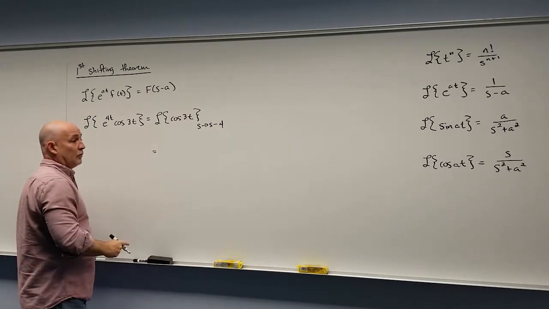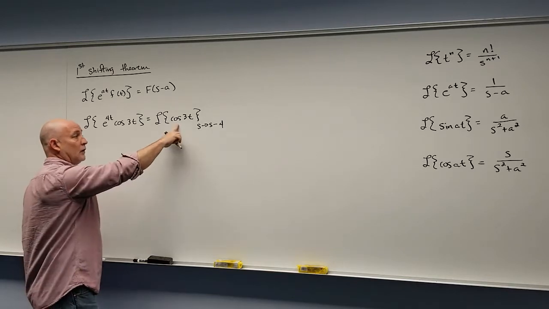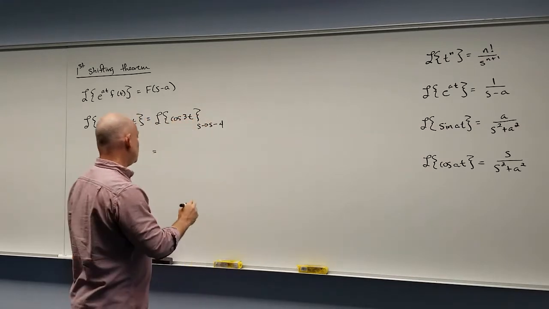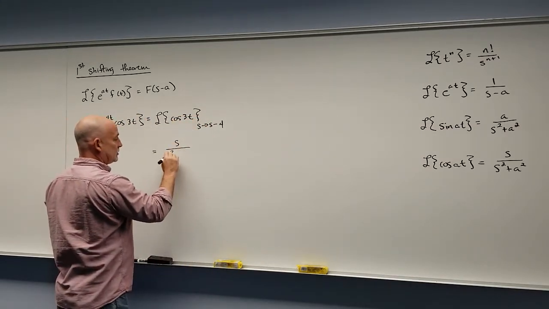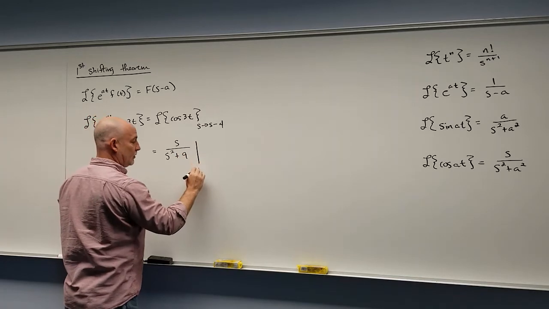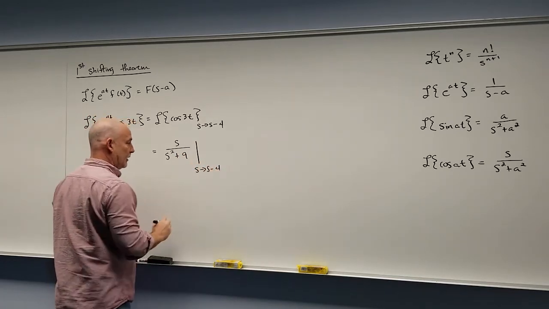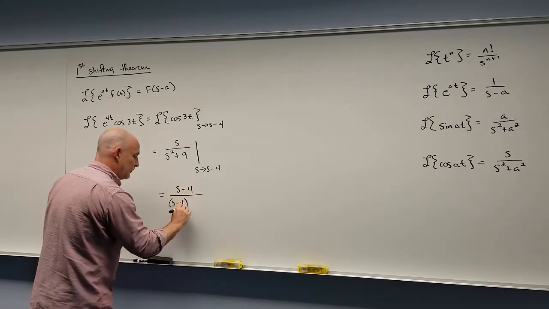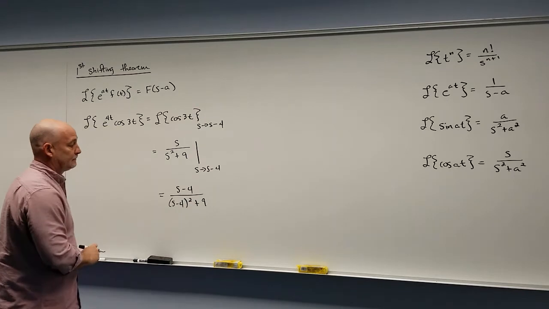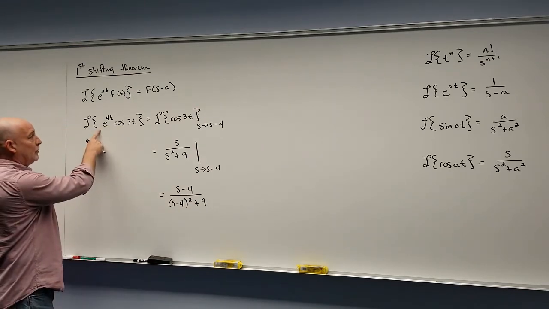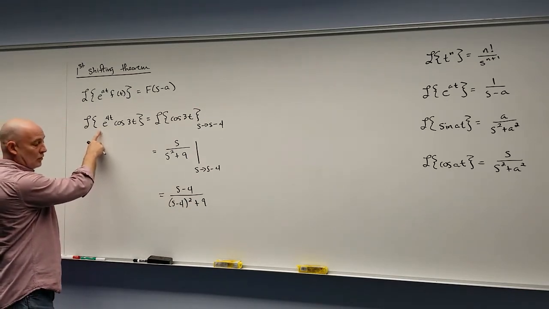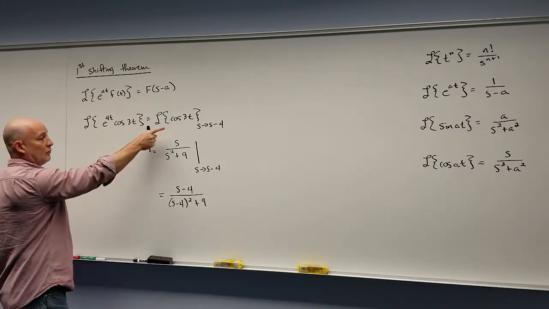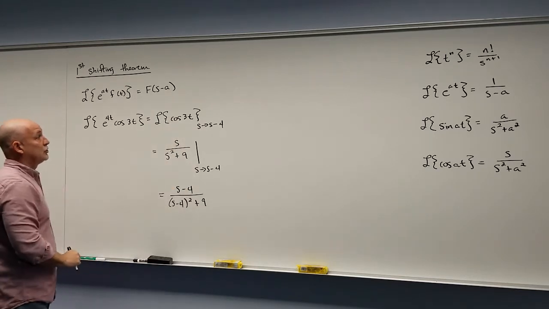So from our table, the Laplace transform of cosine of 3t will be s over s squared plus 9. But now we have to replace all of our s's with s minus 4. So this will be s minus 4 over s minus 4 squared plus 9. So you see, by multiplying by an exponential in the t world, it ends up just shifting all the s's in the s world. So all you've got to do is transform the normal function and then replace your s's with the shift.